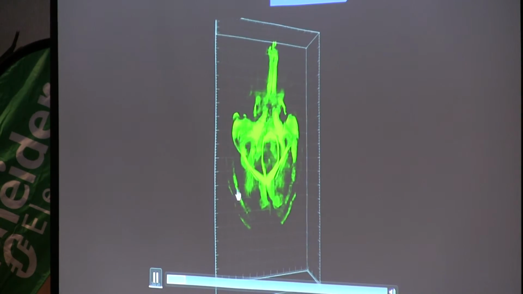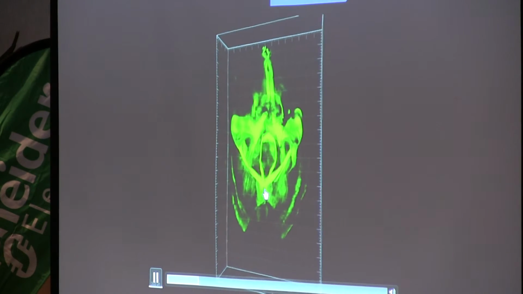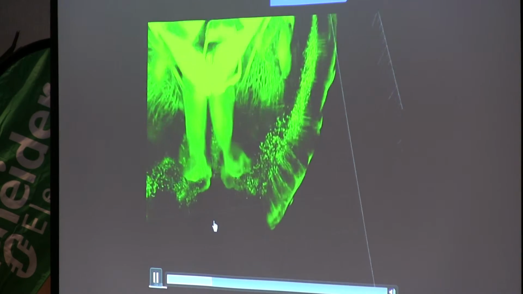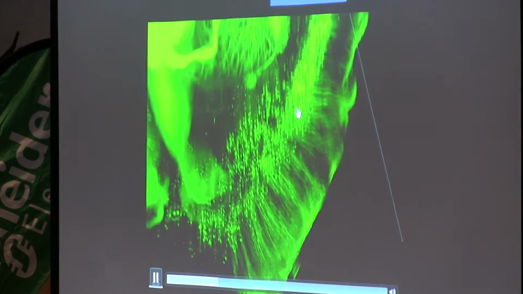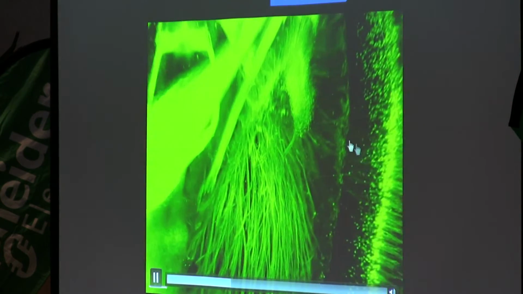But all this yellow here are the nerve tracts and the cell bodies of neurons in the rat brain. So you can see here's part of the cortex, all those neurons. See the fiber tracts coming up from the thalamus.